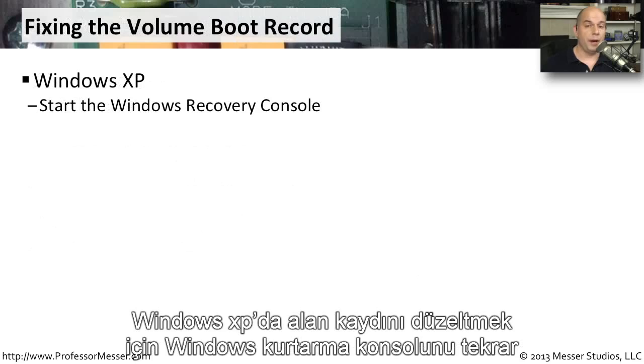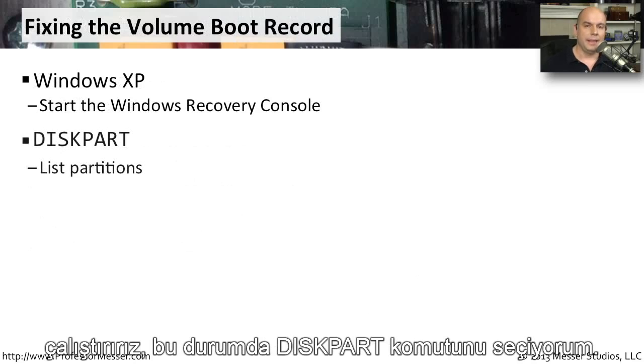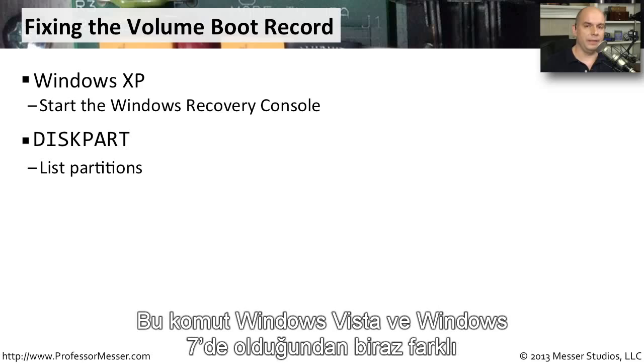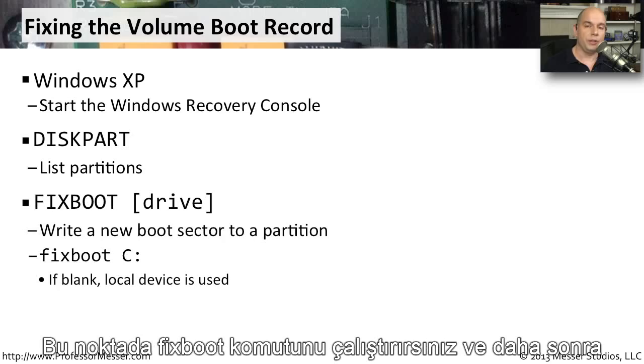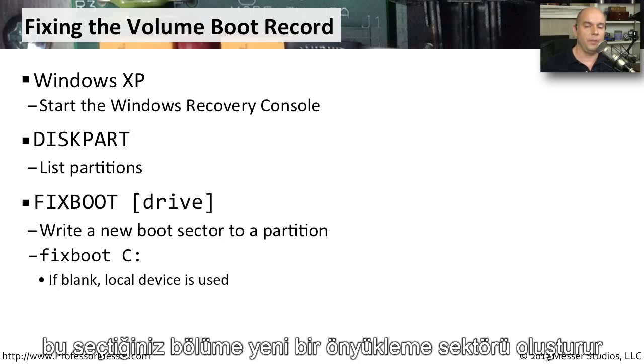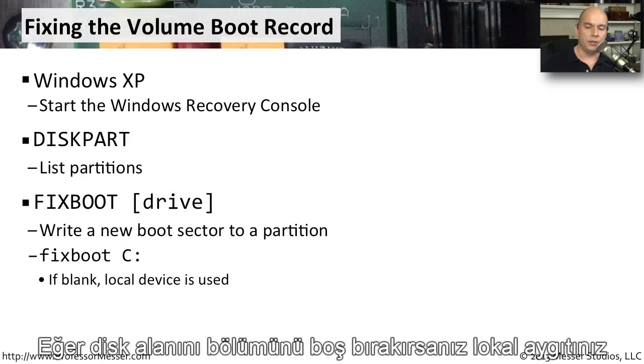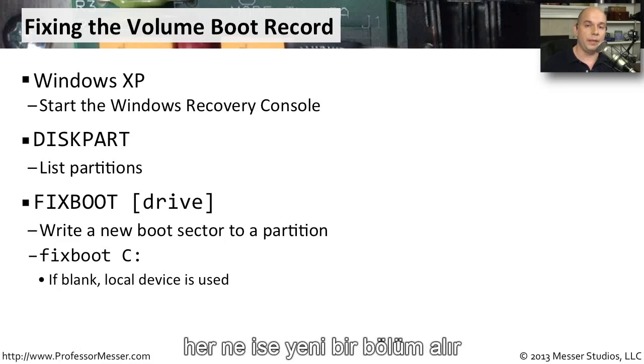To fix the volume boot record in Windows XP, we would again start the Windows Recovery Console. In this case, we would choose the diskpart command. This is a little bit different than the diskpart command that's in Windows Vista or Windows 7, but it certainly shows you a listing of the different partitions that are on your computer. At that point, you can run the fixboot command, and this will write a new boot sector to the partition that you specify. Notice that if you leave it blank, whatever you have as the local device will be the one that gets the new boot partition.